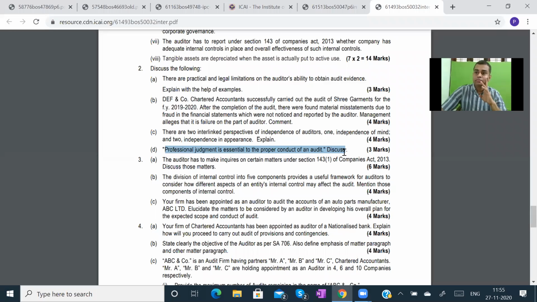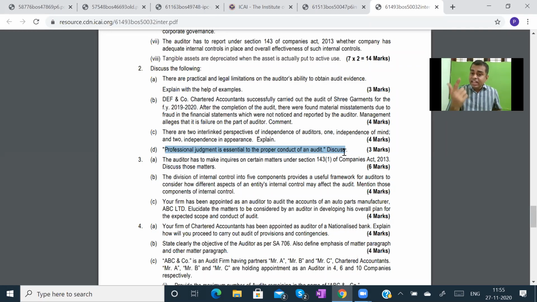Professional judgment is essential to the proper conduct of an audit. Discuss. Well, what are the professional judgments usually when you do an audit? Give me some examples. Professional judgment means applying your experience to a given situation. It is essential to conduct an audit. Give some examples. Materiality. Determining materiality is the professional judgment of the auditor.